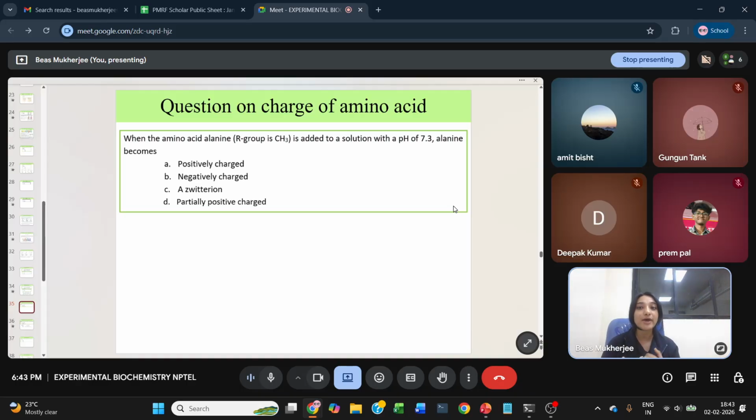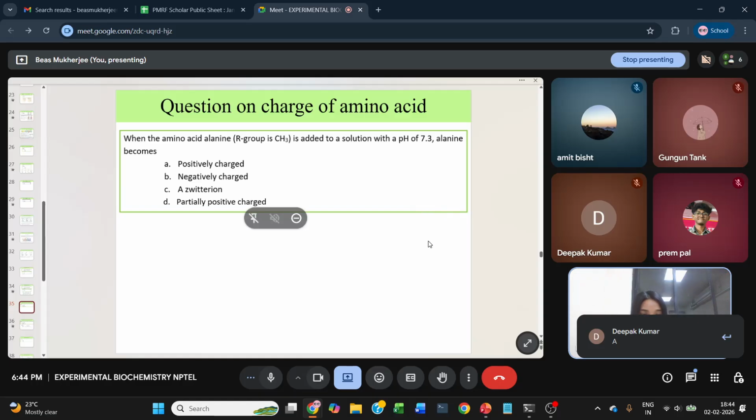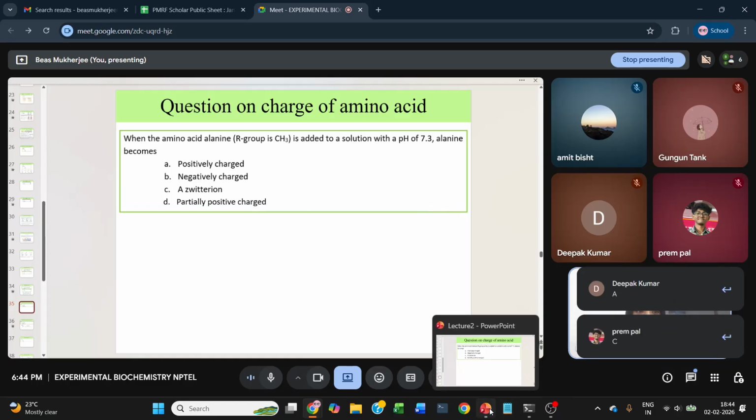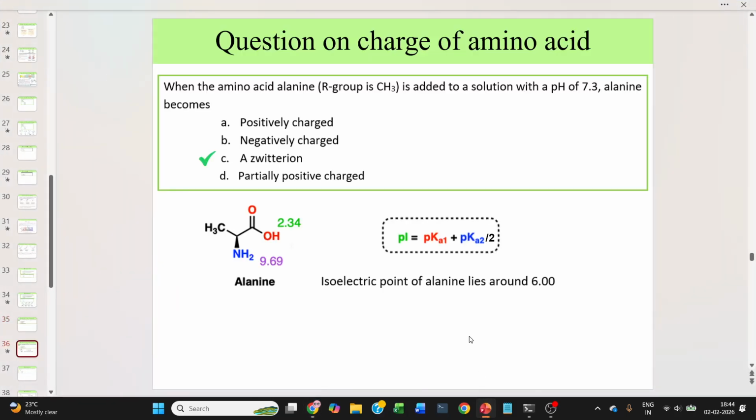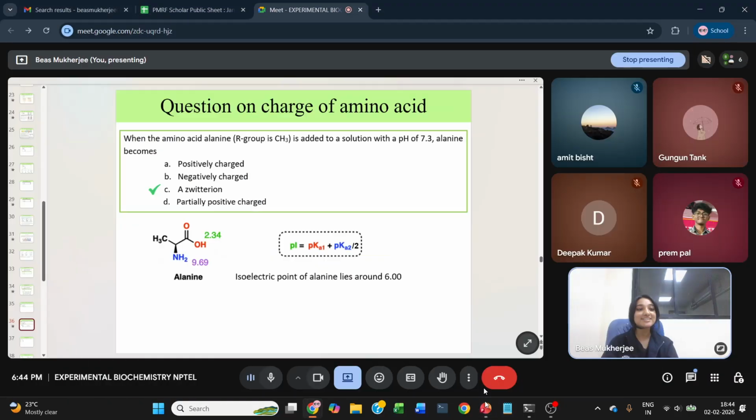When the amino acid alanine, which has an R group of CH3, is added to a solution with a pH of 7.3, what charge does alanine have? At a pH of 7.3, what charge do you think alanine would have? You're saying that it is A. Great. Let's see. We have two different answers. Okay. So C is the right answer.